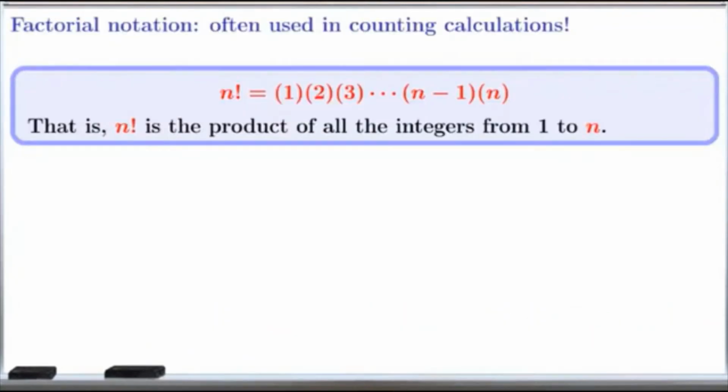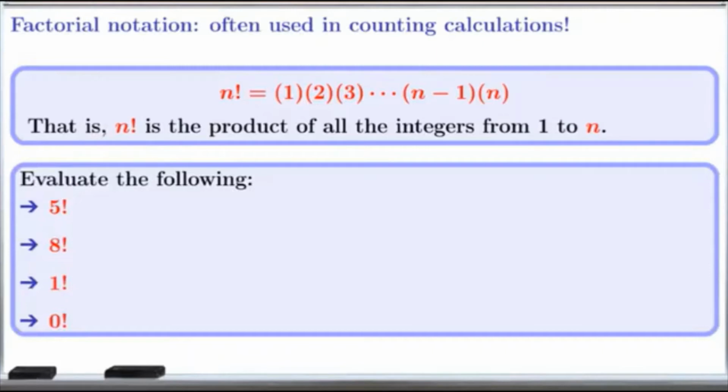Now let's talk about factorial notation. Factorial notation is often used in counting calculations. Factorial is the number of ways arranging objects in a row, and factorial is the product of all integers from 1 to n. Now let's look at these examples on calculating factorial. So I will be showing how to calculate these using formula, using Excel, and using a calculator. So now let's start with 5 factorial.